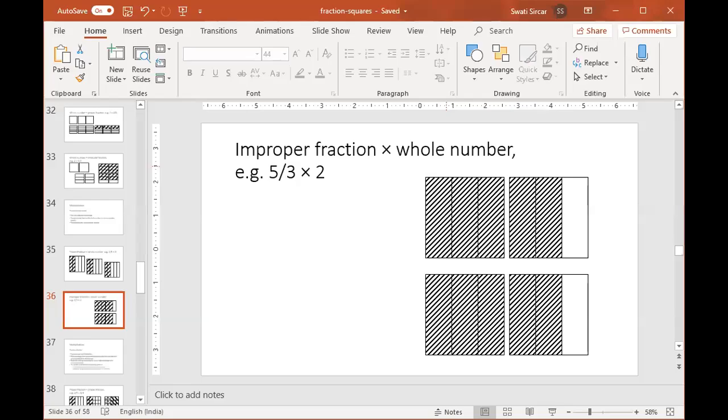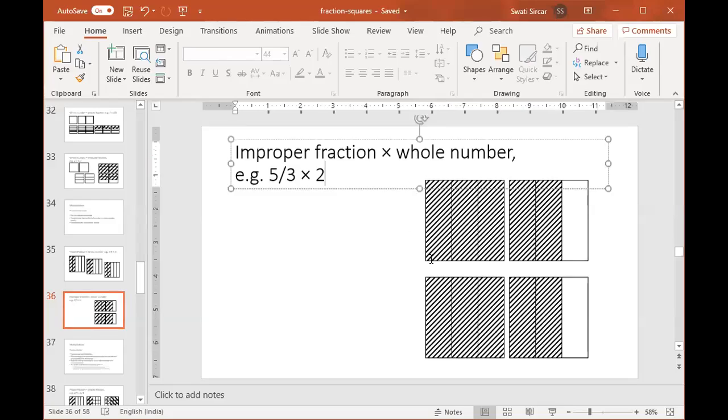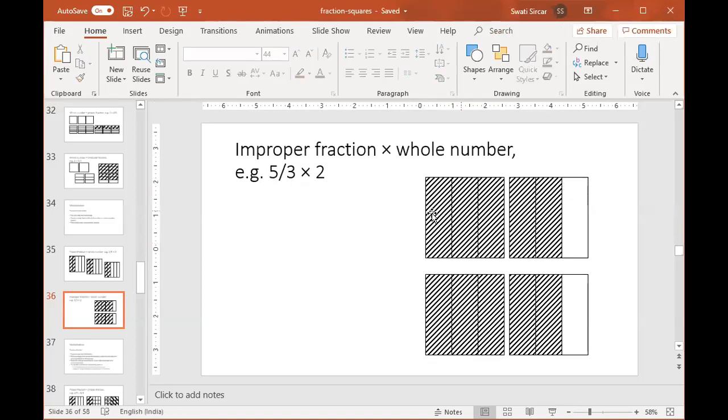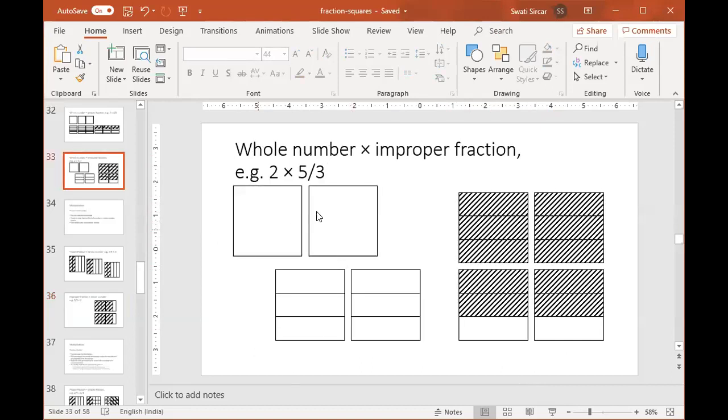I haven't animated it, but ideally this is what you start with: just one improper fraction, one copy of it, and then double it. Whereas in this case, what happens? You start with two wholes, then split them into thirds, and then you try to get 5 of each. So you can get only 3 out of this, and then you add 1 more and get 2 more out of that. So step 1, step 2, step 3.